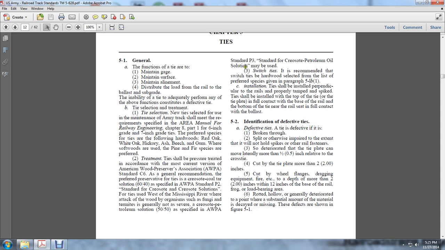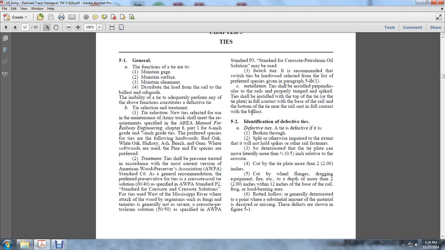Switch ties. The recommendation for switch ties is hardwood, selecting from the list of preferred species given in 5.1b. Installation. Ties should be installed perpendicular to the rails. Properly tamped and spiked, ties shall be in full contact with the base of the rail at the top of the tie over the tie plate, and the bottom of the tie near the rail seat shall be in full contact with the ballast.